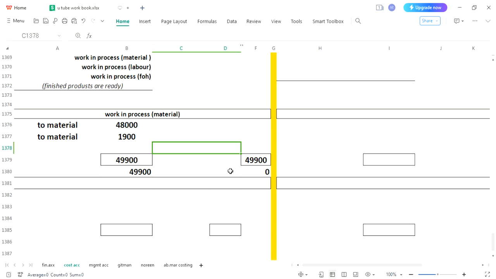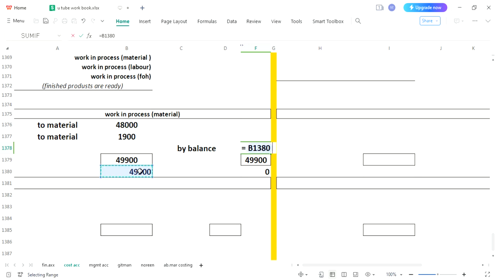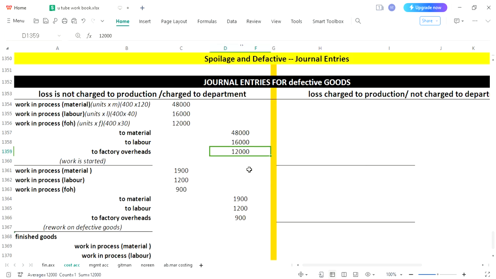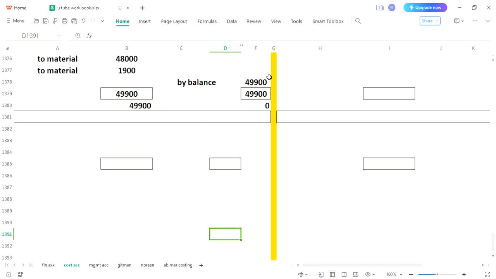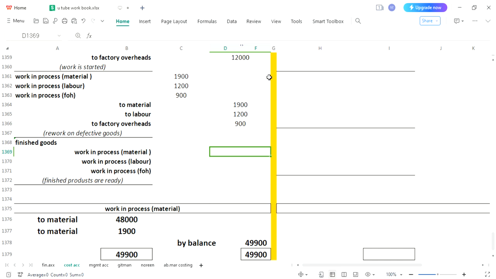Third step is to see which side is the smaller side. As you can see, the total of the credit side is 0, so the smaller side is 0, where you will put the balance. How would you calculate this balance? By subtracting the smaller sum from the larger sum. The larger sum was 49,900 and you need to subtract the smaller sum, which is 0. In this way your balance is 49,900, and this balance would be put in the third entry. We have made the illustrated work in process material ledger. The answer of that ledger is 49,900, and you will put the same amount over here.